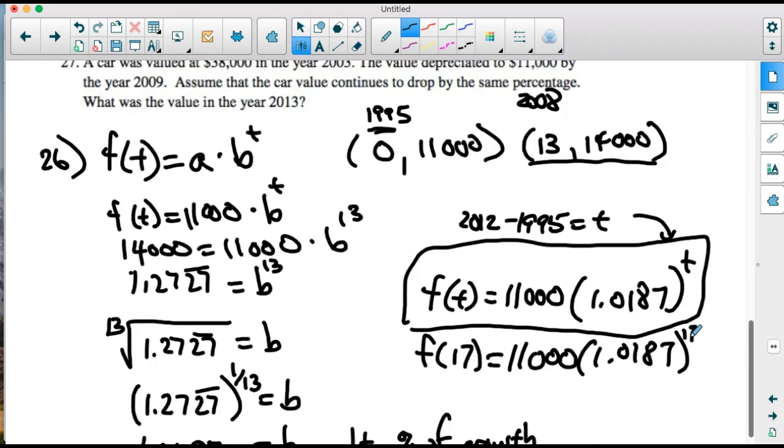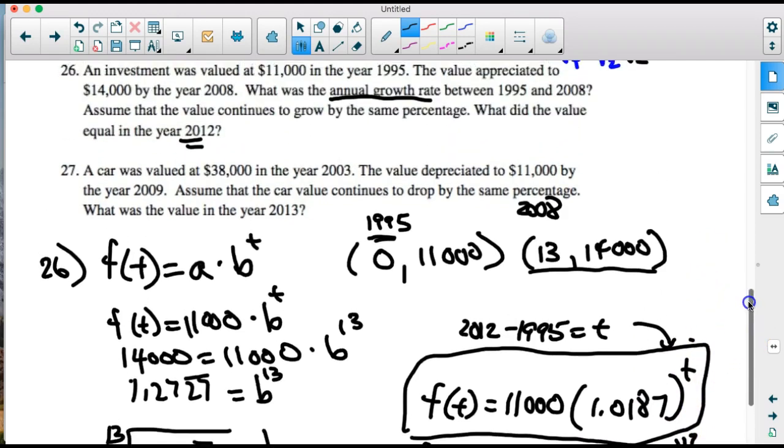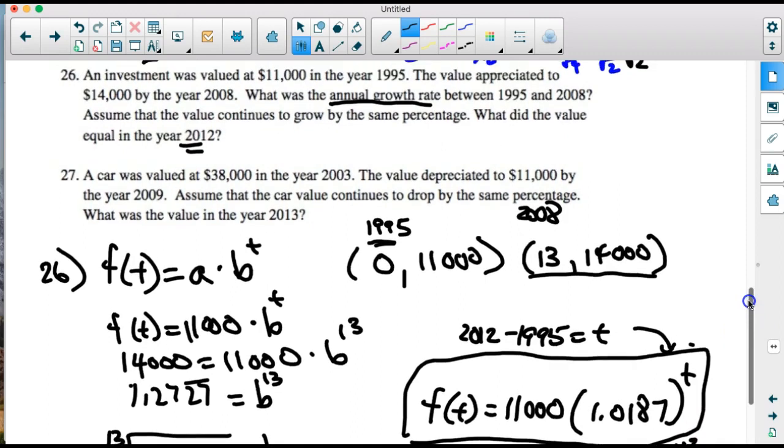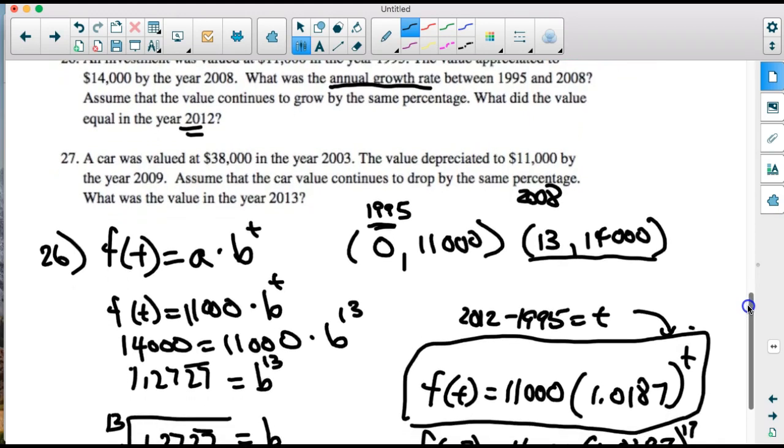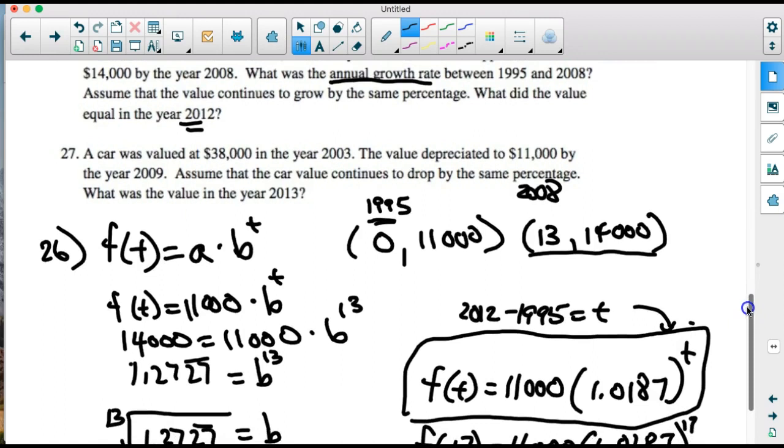And I get $15,072 and 31 cents. If it's a money amount, I can go out to the penny here. So that would be my amount that I would have in the account in 2012.